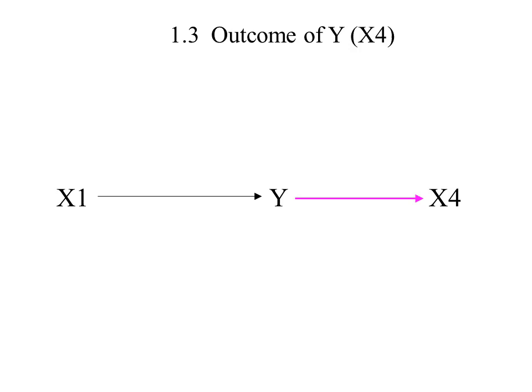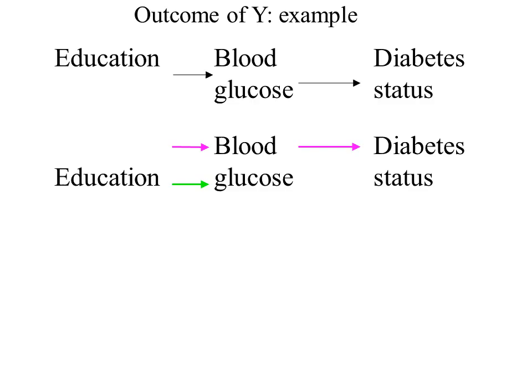Another type of variables related to causal relations between two variables is an outcome, or results, of the dependent variable. In this slide, x1 affects y, and then y affects x4, so x1 affects x4, through y. Therefore, x4 is an outcome of y. In this example, the focus is on causal effects of education on blood glucose. And an increased level of blood glucose raises the risk of diabetes. Education is X1, blood glucose is Y, and diabetes status is X4, which is an outcome of the dependent variable.